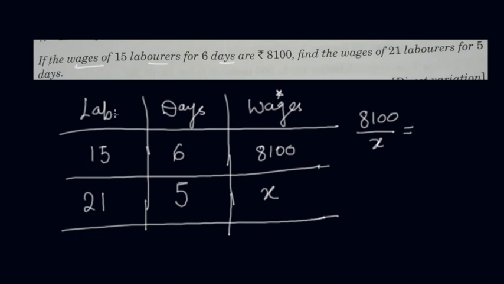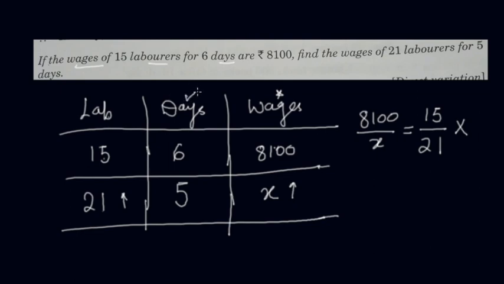Now let's compare laborers with wages in isolation. Don't look at the number of days. If you deploy 15 laborers, the wage is 8,100. If you deploy 21 laborers, will the wage be more? The number of laborers has gone up and the wages will also go up. What does that mean? It's in direct proportion. So if it's direct proportion, I'll write it as 15 by 21 into.